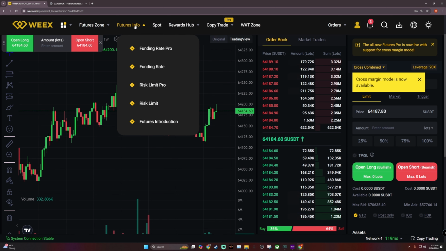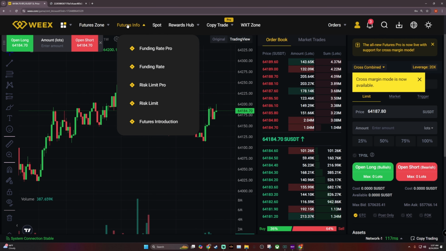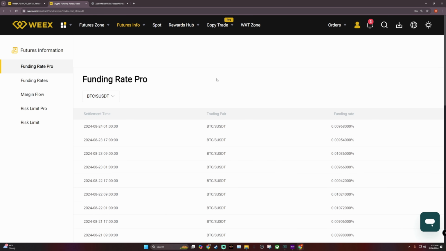Afterwards, you're going to see Futures Info. This is basically for all of the information you have over here for Futures Pro and Futures. If you want to figure out what type of funding rates there are, the risk limit, all that type of stuff, this is going to be the place for it. If I go over here to funding rates, you can see how much funding it's going to take and how much money it's going to be taking away from you.